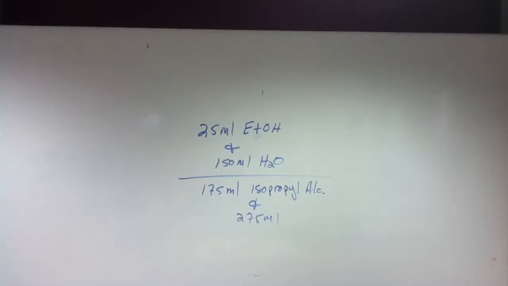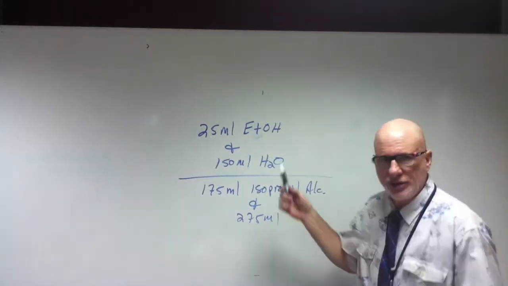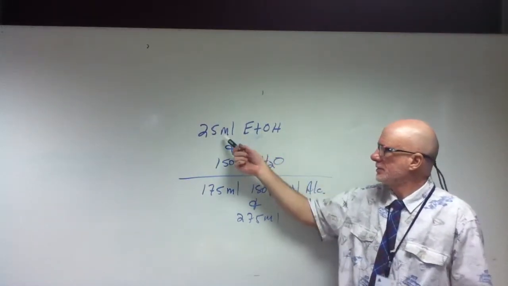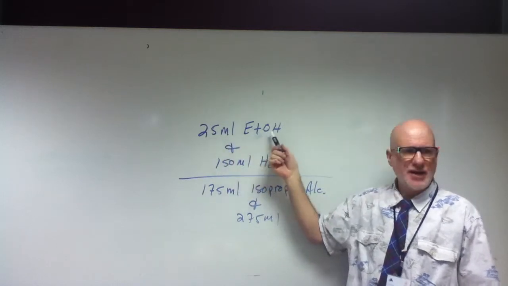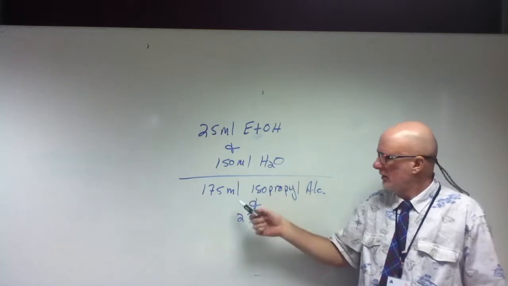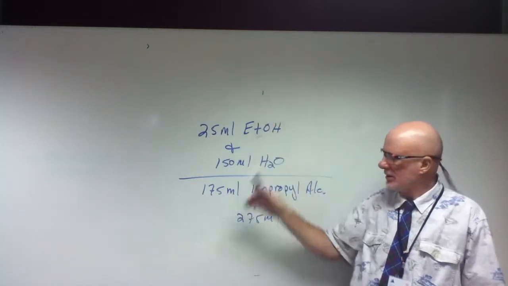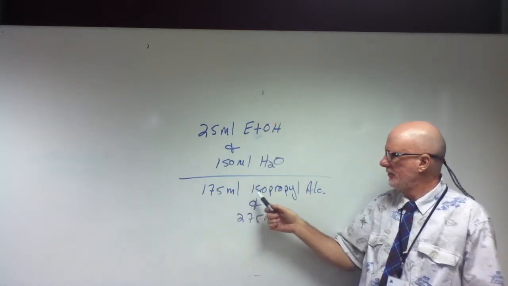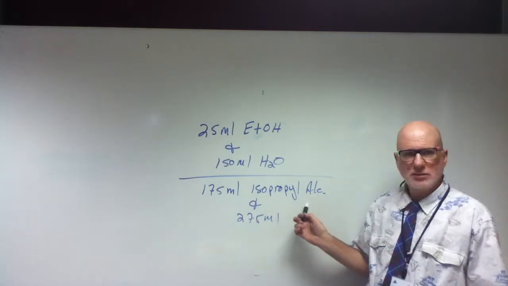So this one, we have two solutions. One is 25 milliliters of ethanol, and this one is 150 milliliters of water. And then separate, one solution. Then the second solution is 175 of isopropanol. You know what that is?